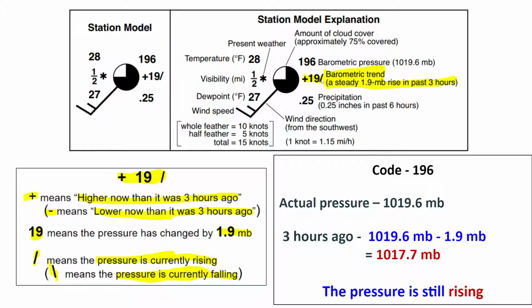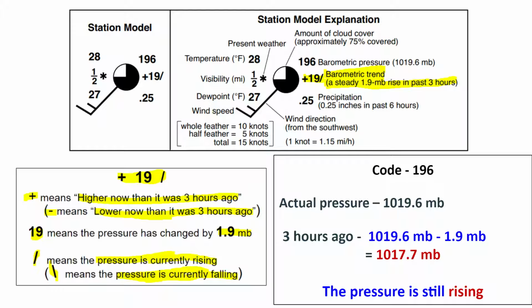Finally, this upward slash sign means that the pressure is still rising or currently rising, and this downward slash means that the pressure is currently falling. You can have all these symbols over here. So, overall, if you look at this example, this means that the pressure right here is higher now than it was 3 hours ago. It's higher now by 1.9 millibars, and the pressure is still rising.